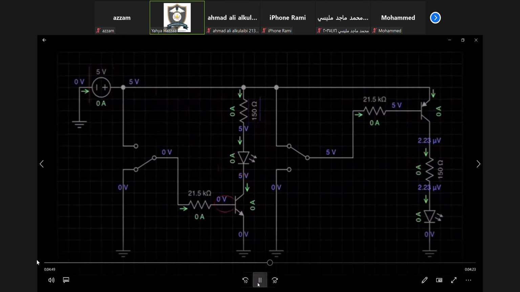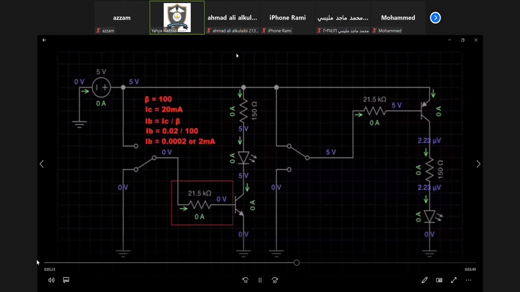Next, we need another resistor at the base, so when it receives a positive signal, it will turn on. The base terminal only requires a small amount of current. Too much will likely damage the component. The transistor's beta value is 100. The current on the collector is 20 milliamps. To find the required current on the base, we divide the collector current by beta. This gives us a value of 0.0002 amps or 2 milliamps.